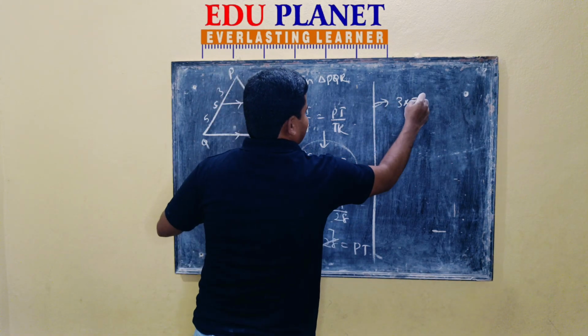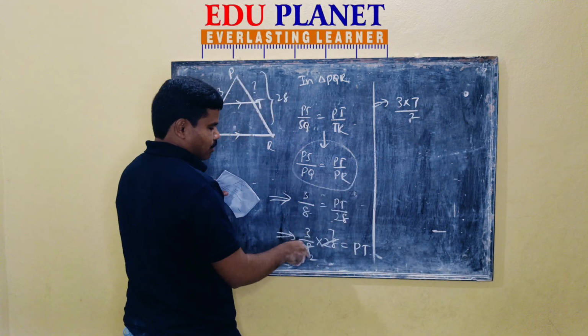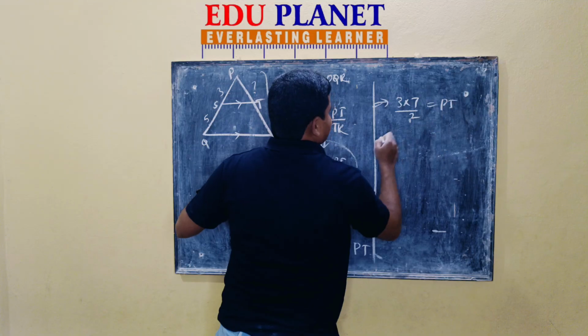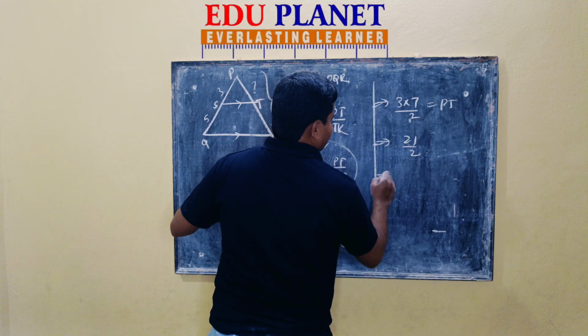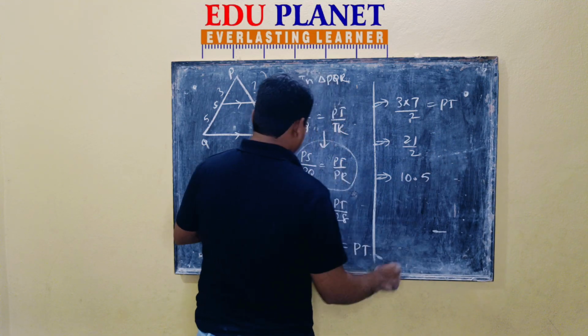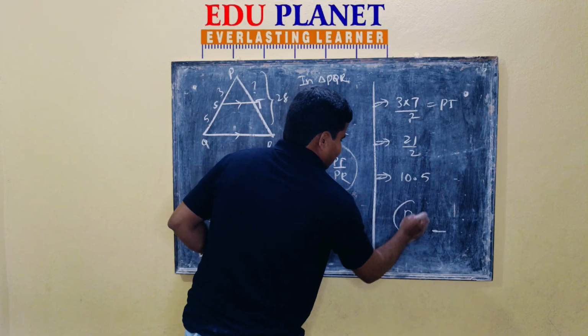It means 3 into 7 by 2. 3 into 7 by 2 equals PT. 3 7s are 21 by 2. 21 by 2 is nothing but 10.5. It means option B is the correct.